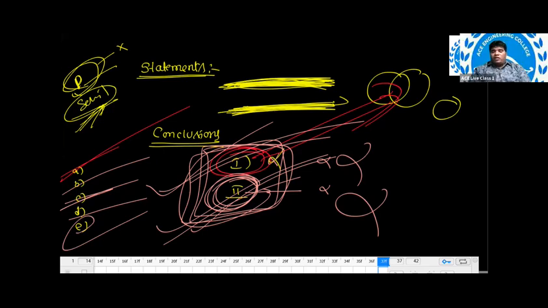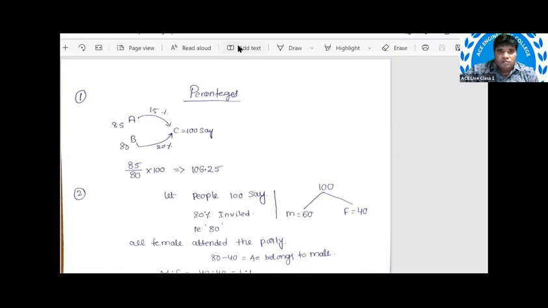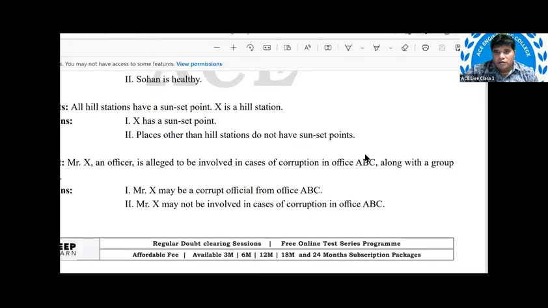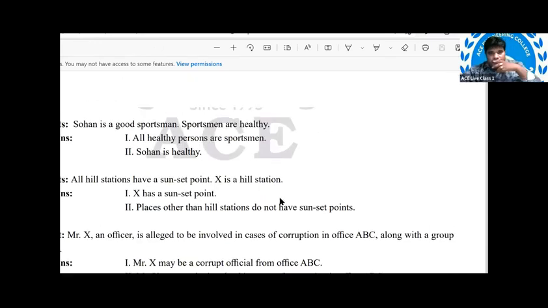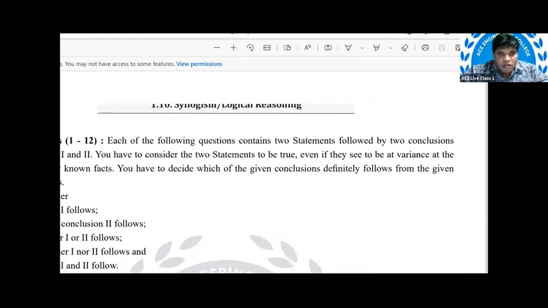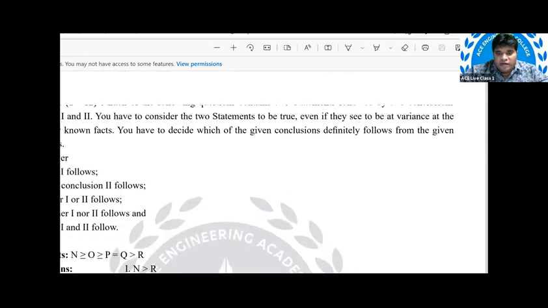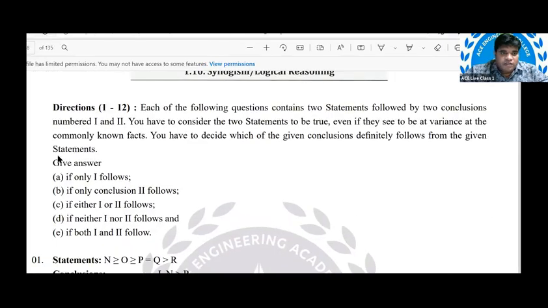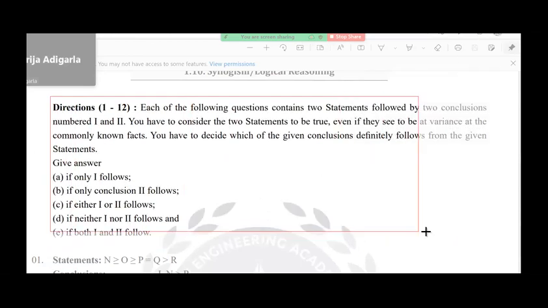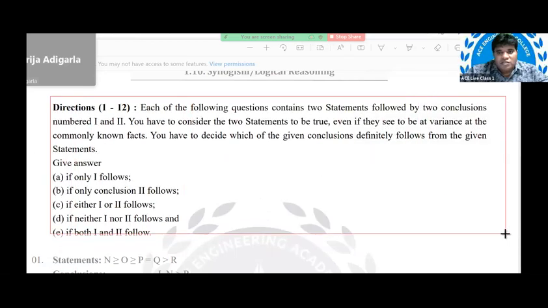Okay, now come to the concept. First, I will explain a GATE question. You got clarity on syllogism. If you read the options, you get clarity. Then I'll copy the options first of all. For material purposes, in GATE questions they will give the options.